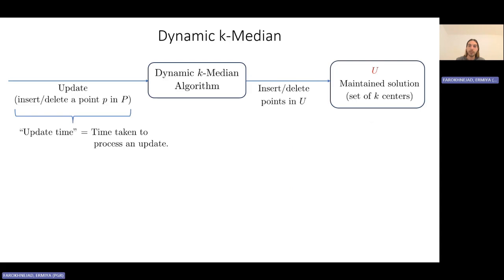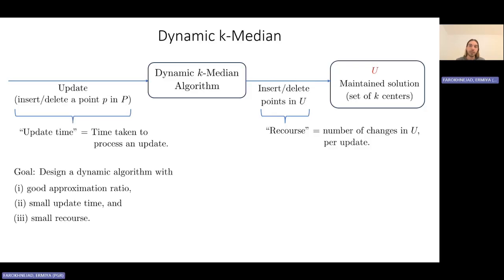Now, what is update time of a dynamic algorithm? The update time is the running time that it needs in order to handle one update in the space. And what is the recourse of a dynamic algorithm? The recourse is the number of times that the algorithm changes its solution. How many points are inserted to the solution and how many points are removed from the solution. This is called recourse.